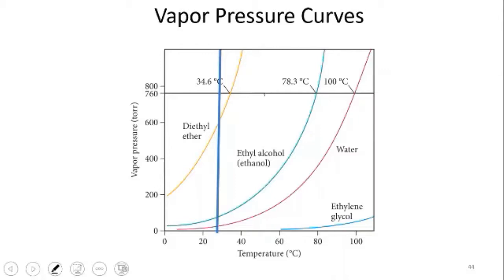But that was only for those molecules on the surface of the liquid. When you reach the boiling point, essentially, since the vapor pressure is the same as the external pressure, now any molecule of the liquid anywhere in the sample is capable of vaporizing, not just the ones on the surface of the liquid.